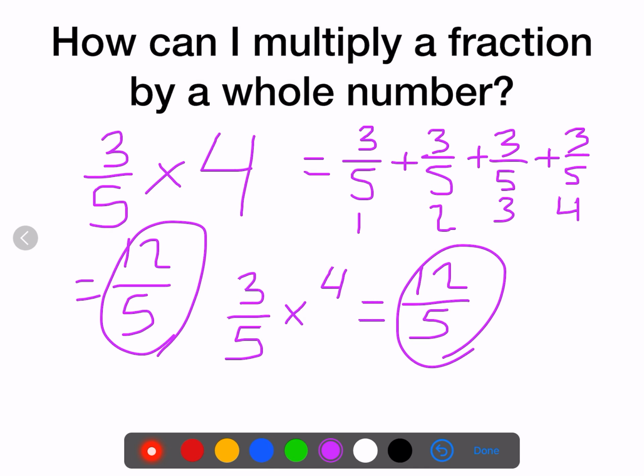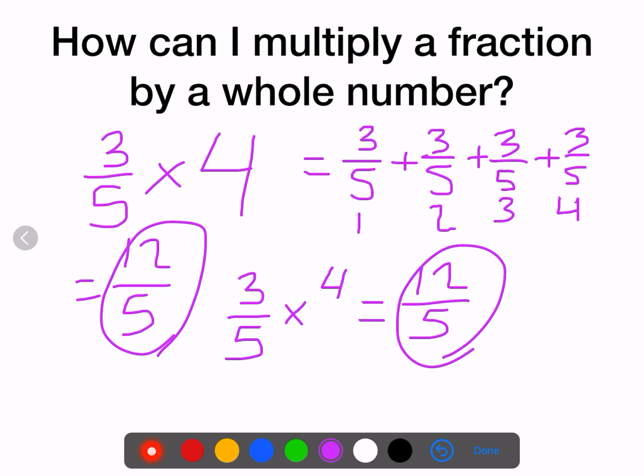You need to be careful though, if you multiply the numerator and the denominator, you're going to end up with an equivalent fraction. So if I take 3/5 times 4 in the numerator and the denominator, I'm going to get a fraction that's equivalent to 3/5. It's not going to be a fraction that's 4 times bigger than 3/5.